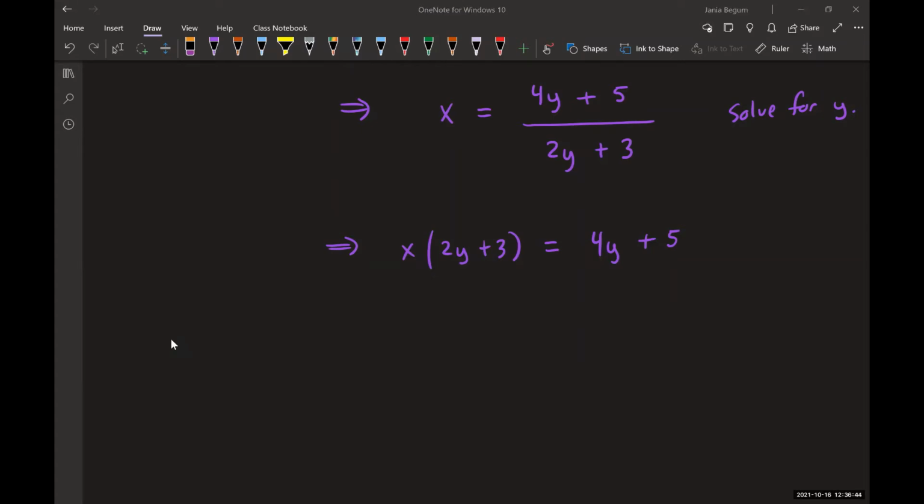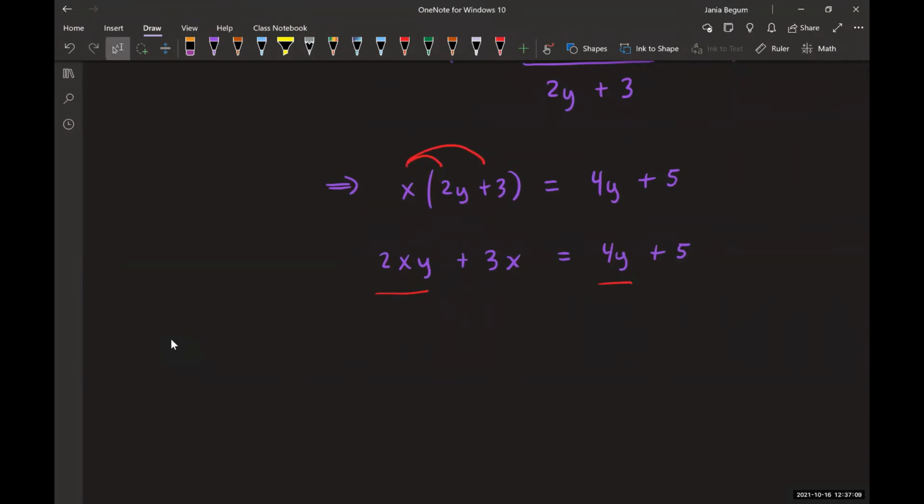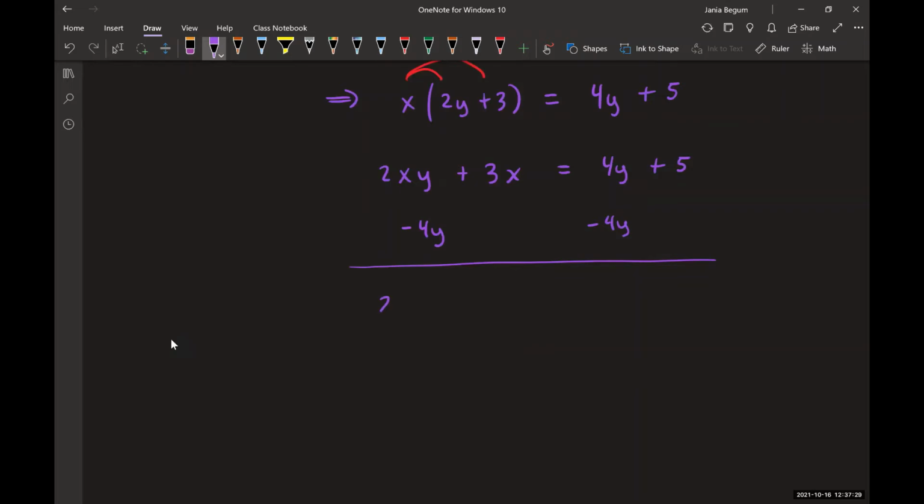Don't you distribute the x? Good. So we distribute the x here, and that gives us 2xy plus 3x is equal to 4y plus 5. Now I see that I have a term involving y here and here. So I want to put them together so I can use the GCF method to factor. You can decide which side you want to pull y to. I'm going to put y on the left side and everything else to the right side. So let's subtract 4y from both sides, so you have 2xy minus 4y, and I'm also going to subtract 3x from both sides. I'm doing two things at the same time. That is equal to, on the right-hand side, 5 minus 3x.